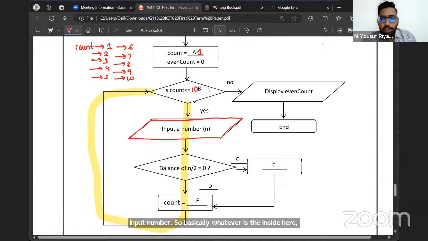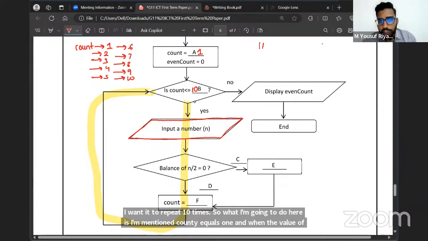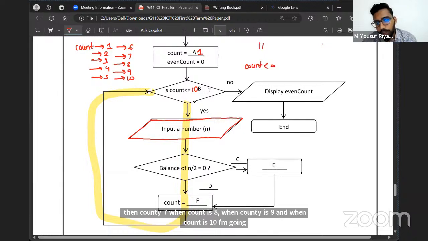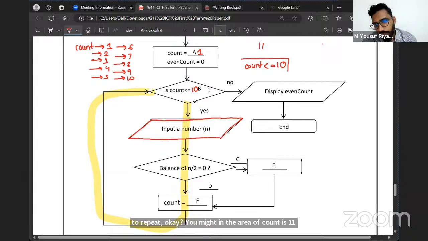Imagine the value of count is 11. We're now going to check this condition. Is count less than or equal to 10? Will this give true or false? Imagine the value of count is now 11. If you have this instruction, count is less than or equal to 10, will this give you true or will this give you false? Exactly, that's going to give you false.